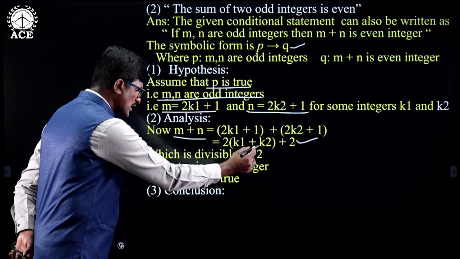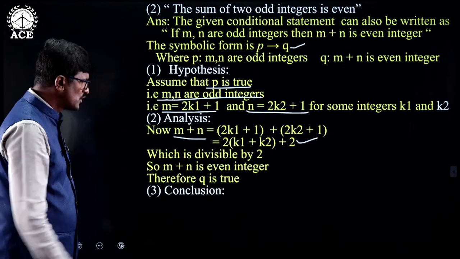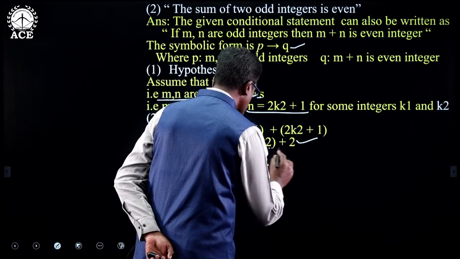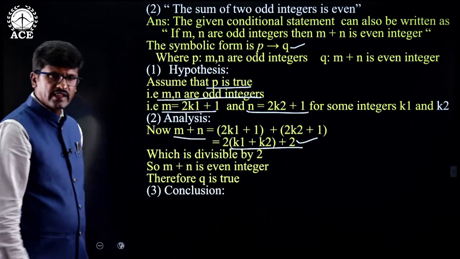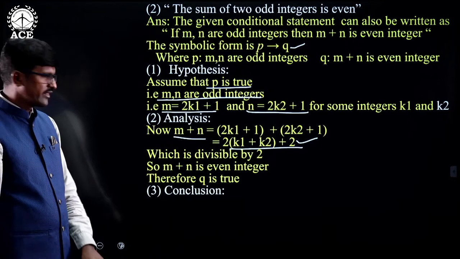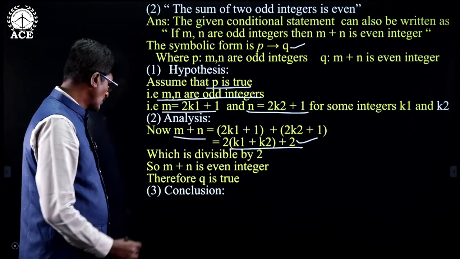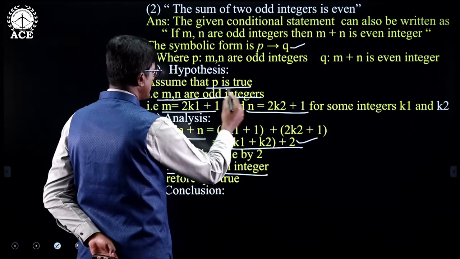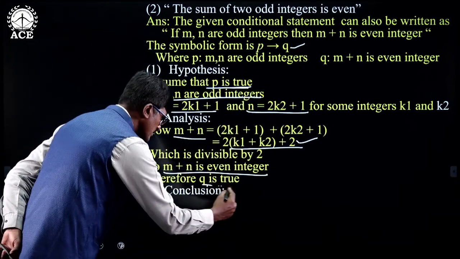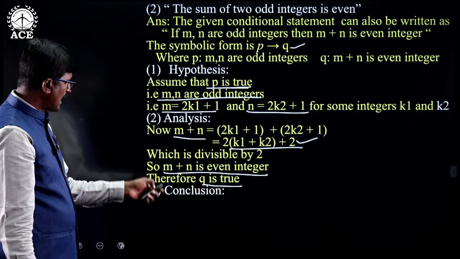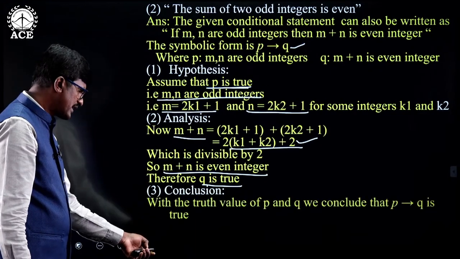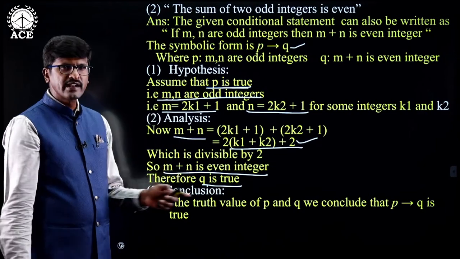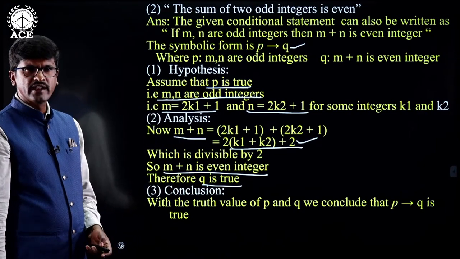So 2 times (k1 plus k2 plus 1): the whole expression is divisible by 2. If that expression is divisible by 2, then it is an even integer. So, M plus N is an even integer. Here P is true and we have proved that Q is also true. With the help of P and Q, we conclude that P conditional Q is true. This is the direct method.